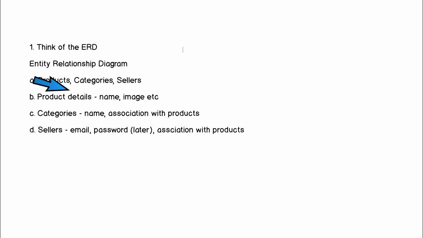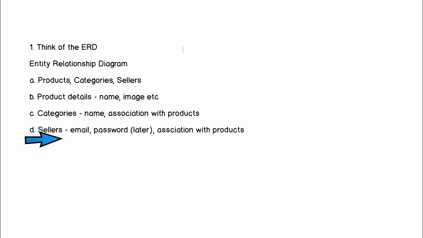You can think of product details. A product will have, obviously, a name. A product can have a quantity that you may use later. It would have an image of the product. Categories would have a name, and then think about what kind of associations you're looking for with product. For example, a category can have many products. A product can belong to multiple categories. So you see how many-to-many associations are forming there.